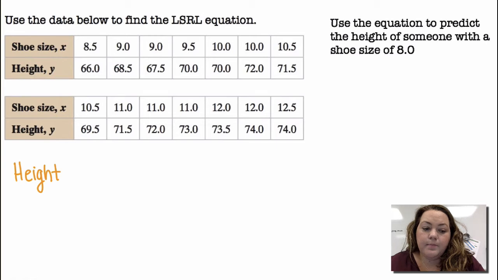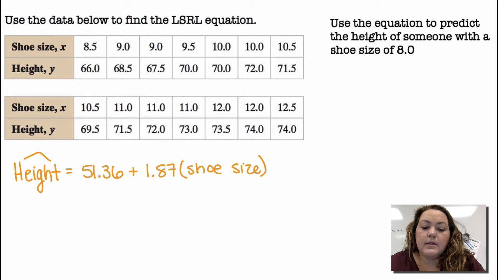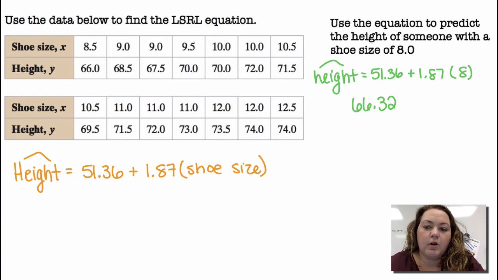So the predicted height is equal to my A value, which was 51.36, plus my B value, which was 1.87, times my X variable, which is shoe size. So the 51.36 is my y-intercept, and the 1.87 is my slope. Remember, your slope value is always going to be attached to your X variable.